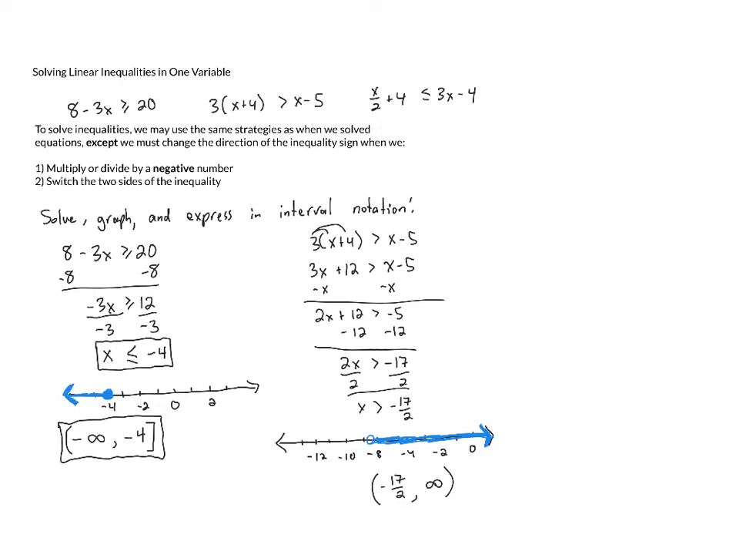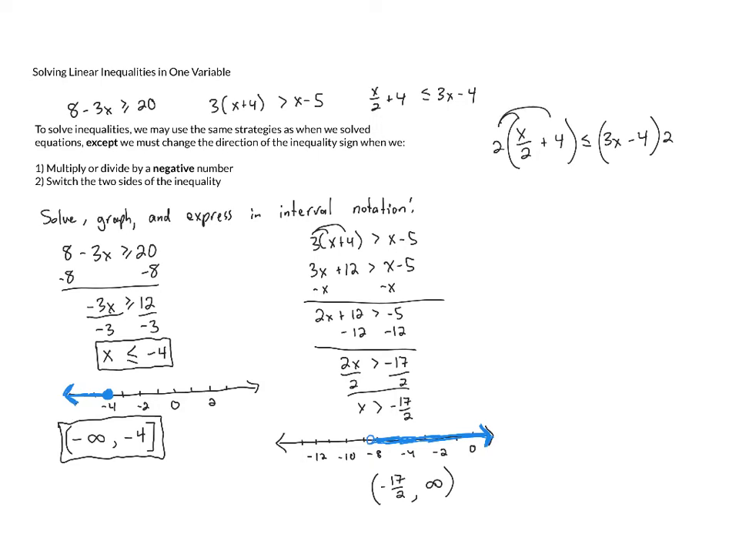All right. And we've got one more. I'm going to write it up here. x halves plus 4 is less than or equal to 3x minus 4. Here we have an inequality with a fraction in it. Just like an equation with a fraction, we know we can get rid of it by multiplying both sides by the LCD. In this case, the LCD is 2, because that's the only denominator.